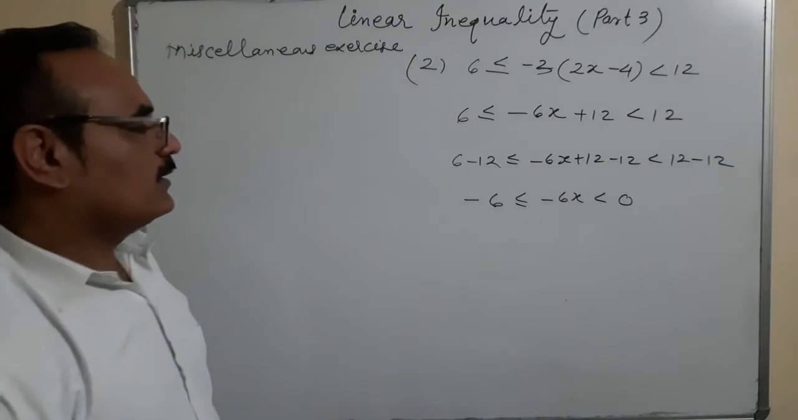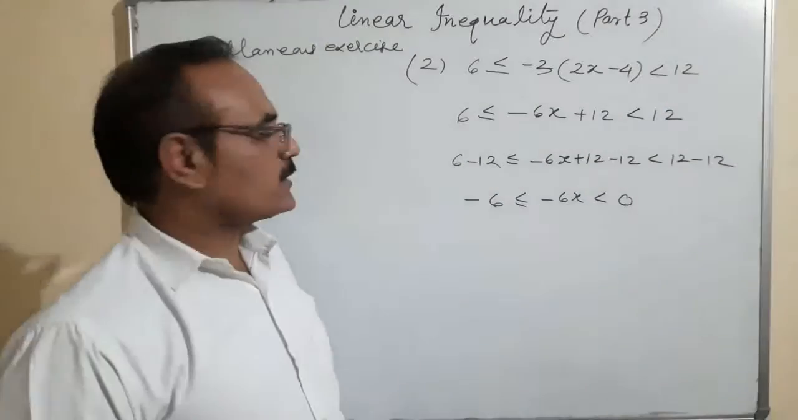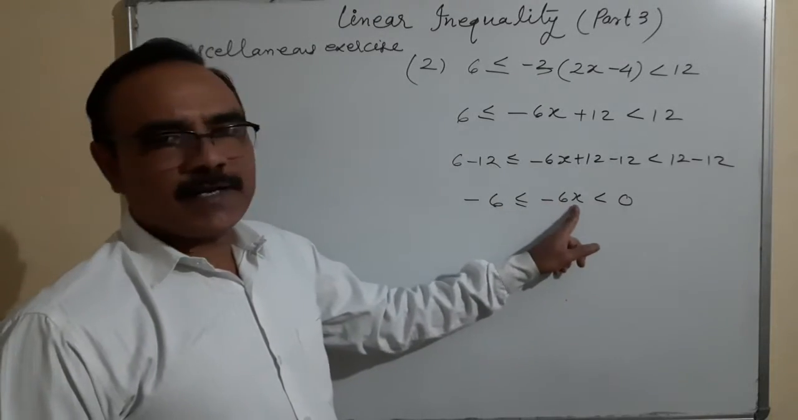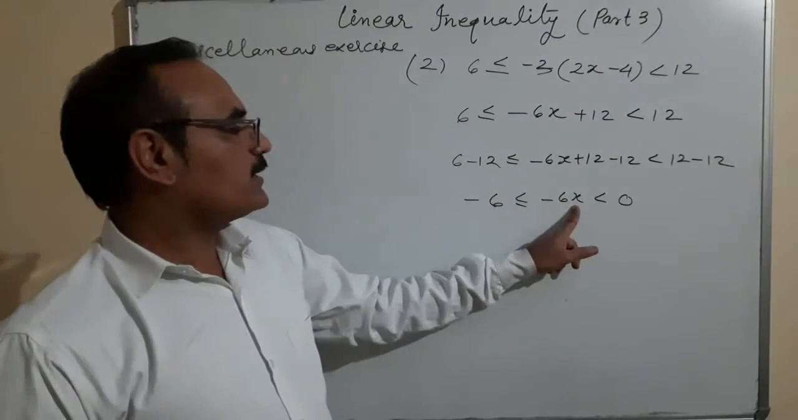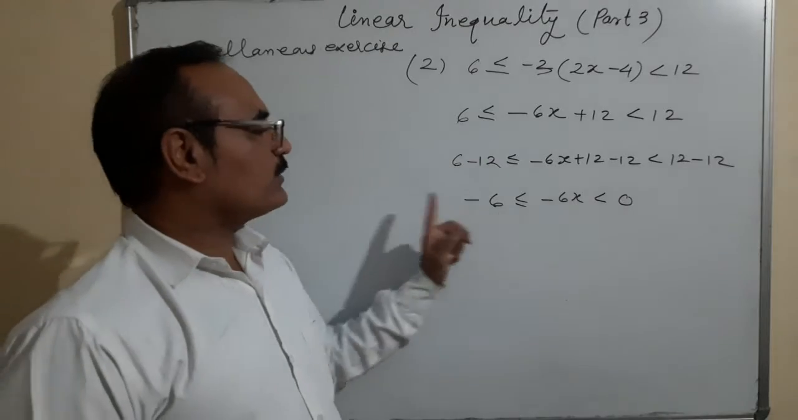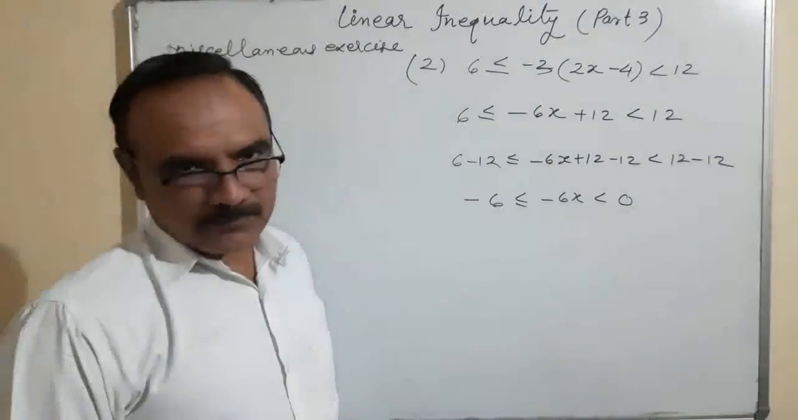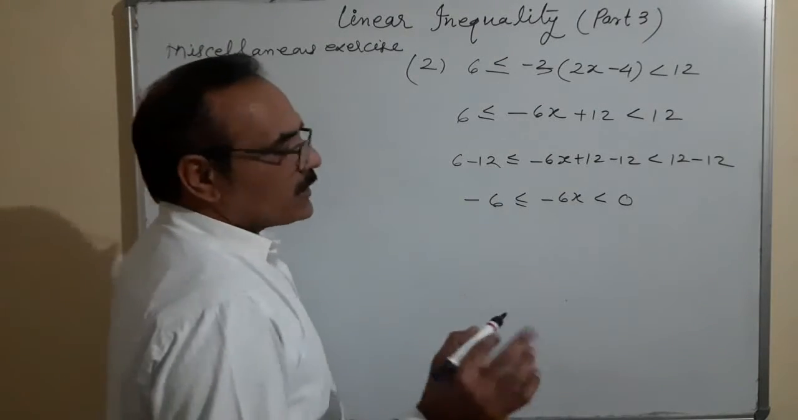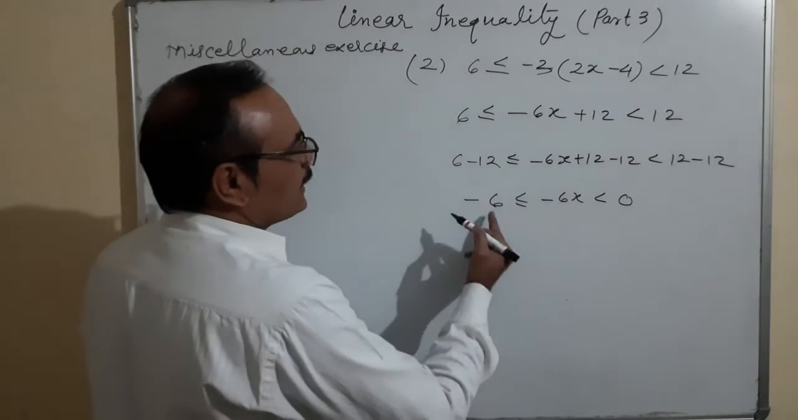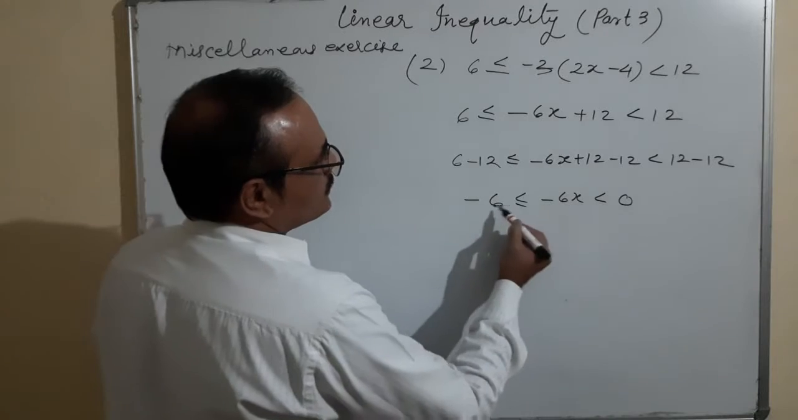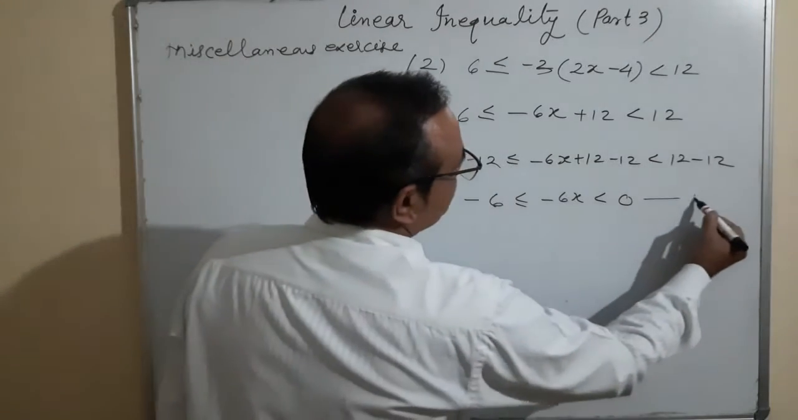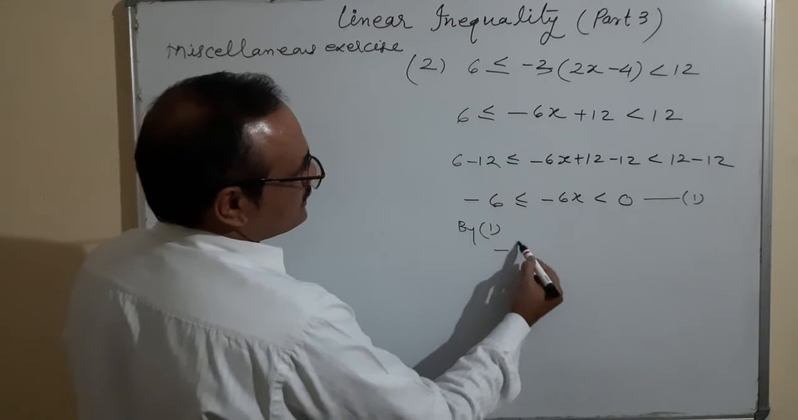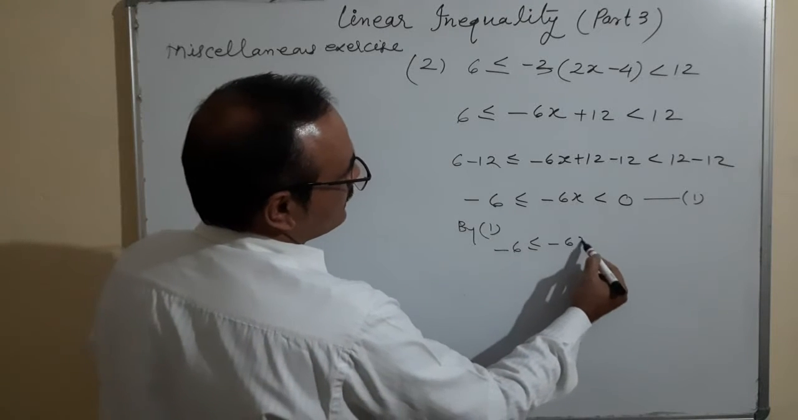After that, what should I do? We are finding the value of x. For the inequality checking, we are taking two terms. First I am taking these two: minus 6 is less than or equal to minus 6x.